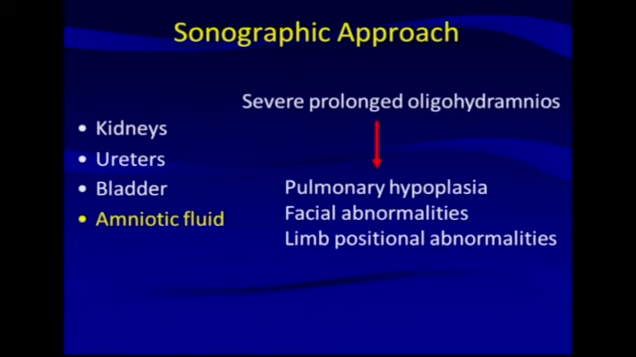However, if the amniotic fluid is diminished and there is severe prolonged oligohydramnios, which can occur if the kidneys are not functioning properly or if there is severe obstruction bilaterally, this in turn can lead to other abnormalities within the fetus, including pulmonary hypoplasia, which is important because this can be lethal, as well as facial abnormalities, including low-set ears or a flattened nose, and limb positional abnormalities, including club feet and other positional abnormalities.